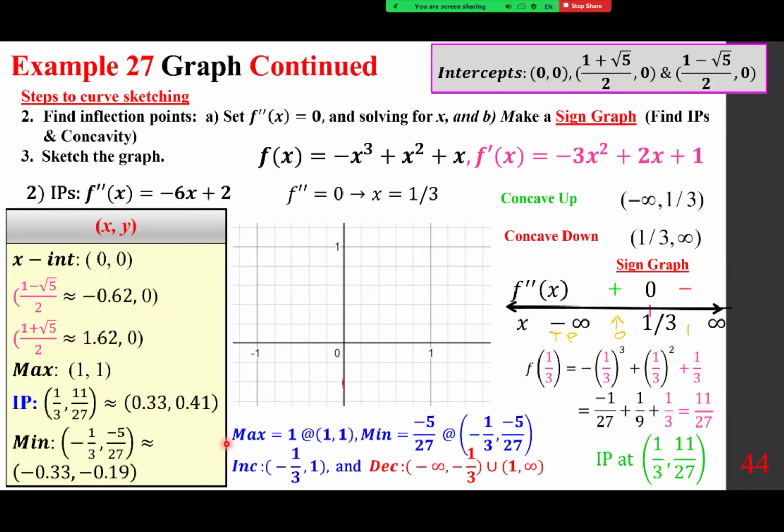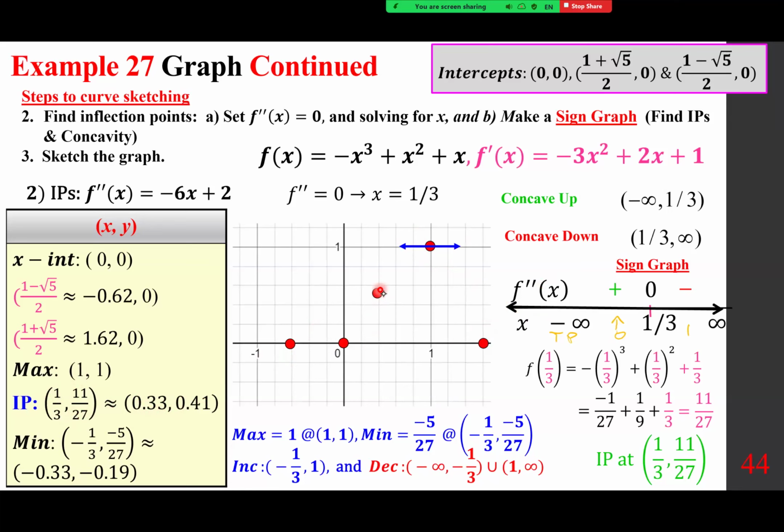So let's put those in: 0, 0, negative 0.620, roughly here 1.620. By the way, like I said, it crosses each and every one of them. In some cases, it may bounce. In this case, it doesn't happen. Maximum occurs at 1, 1, and we put the arrow here just to indicate that it's a maximum, it can't cross it. The IP occurs at this exact pair, and because we want to graph it, about 0.33 and 0.41 is here.